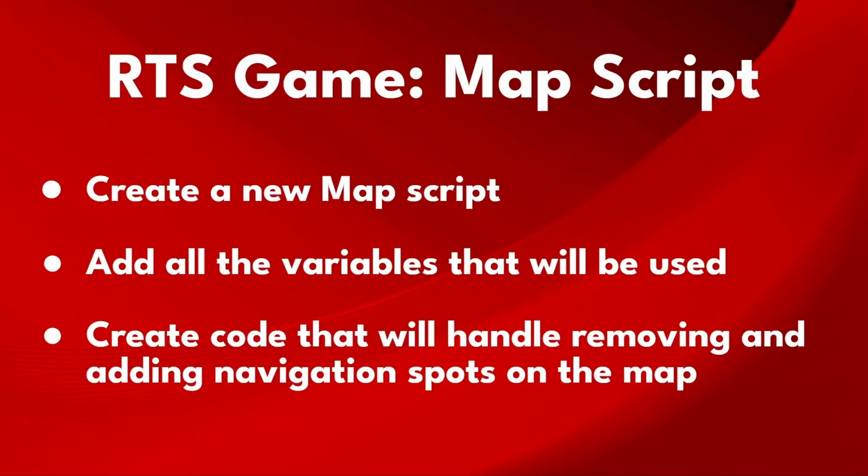All right, in this section, we're going to create the map script. We're going to start off creating a new map script and attaching it to our map node. Then we're going to add all the variables that we will be using. Then we're going to create some code that will handle all the removing and adding of navigation spots on the map. Now let's jump right in.